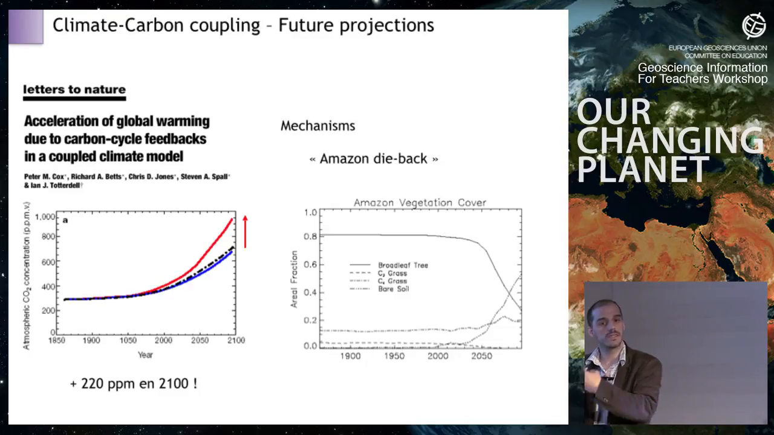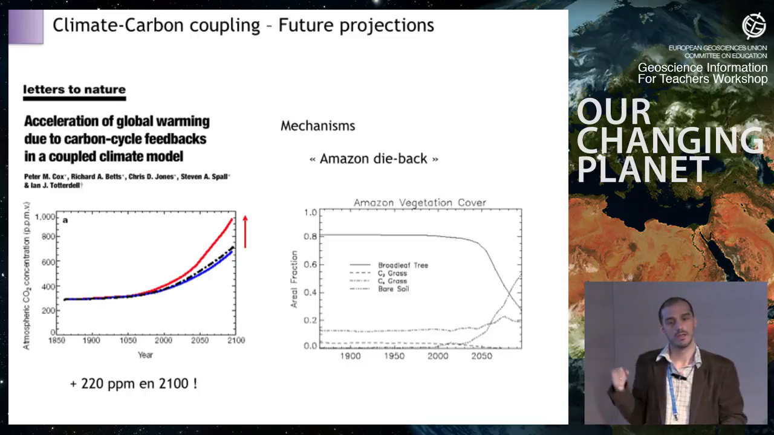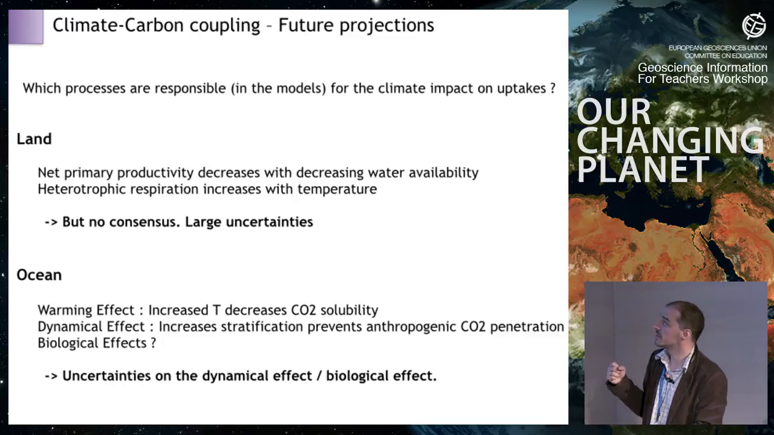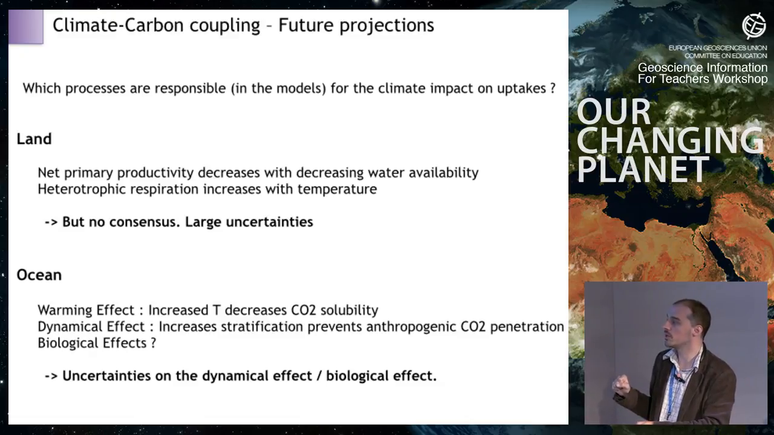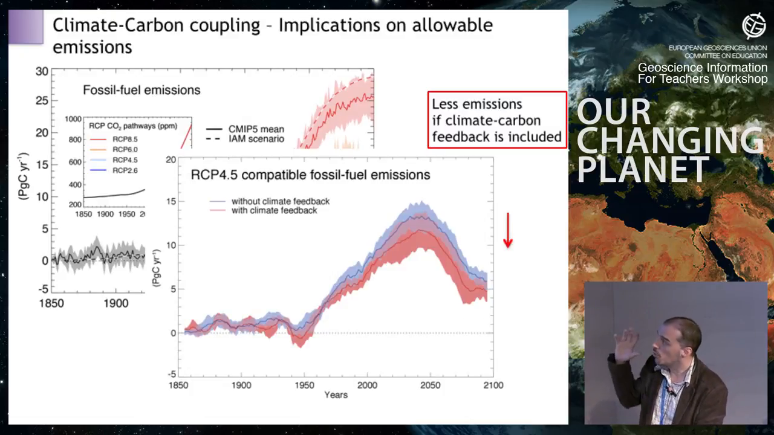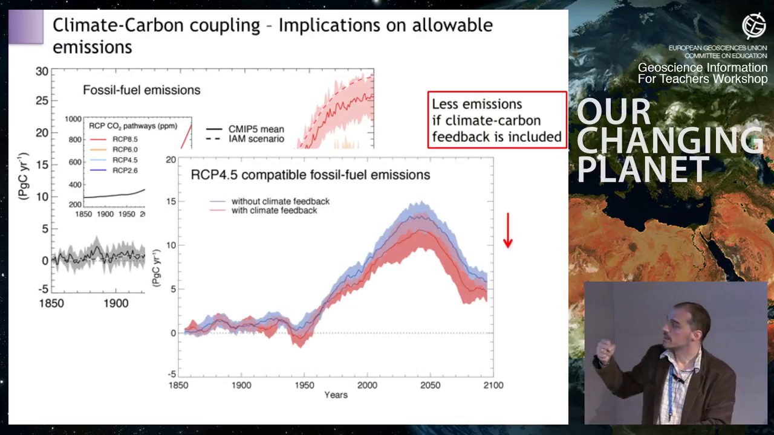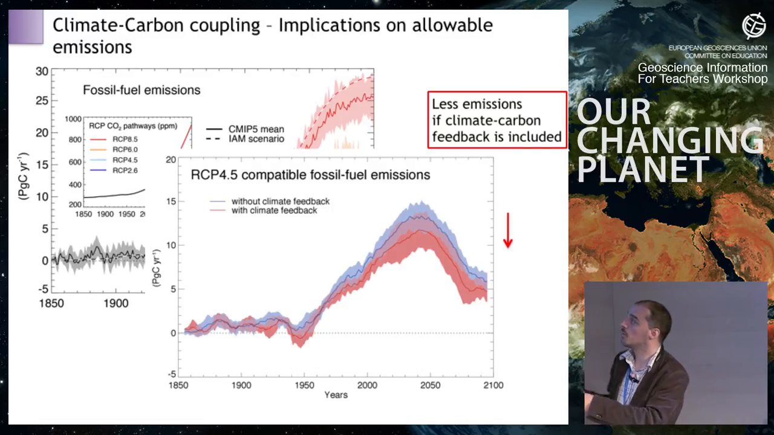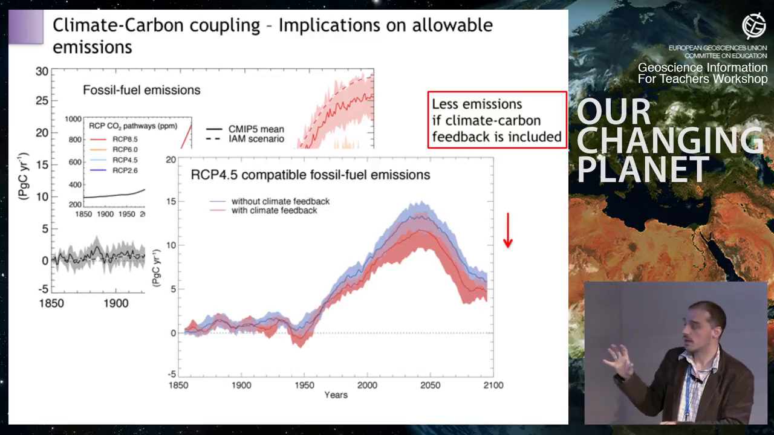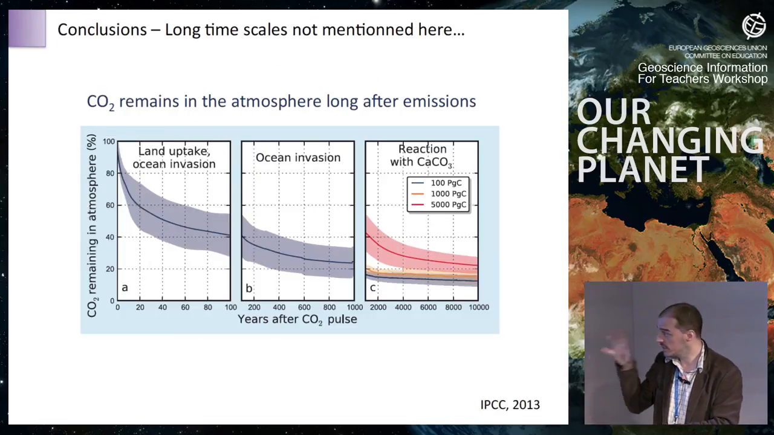And now, this is something we take into account in the new projections that you've seen presented by Thomas Stocker. So we take into account this coupled system, and the processes responsible for the coupling between carbon and climate. That's how we project this influence of the coupling on what we call compatible fossil fuel emissions. I can come back to that in questions. And I will finish here with just this slide of conclusion.